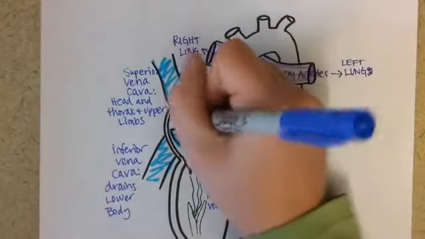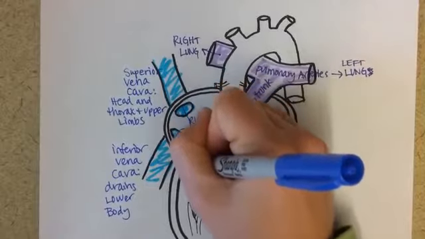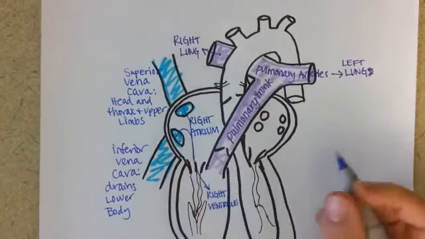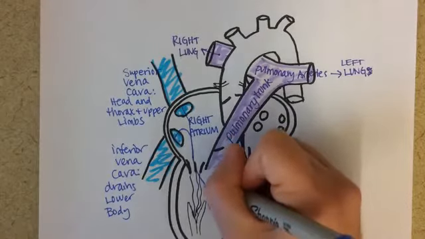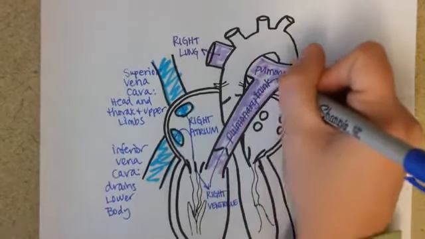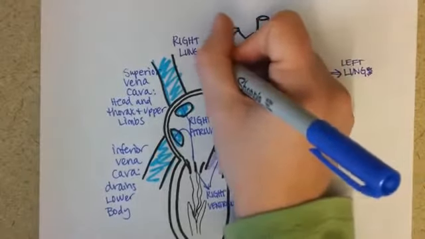So you've got deoxygenated blood coming in, and then it goes down into the right ventricle. And then when the right ventricle pumps, that blood goes up the pulmonary trunk and to the right and left lungs.